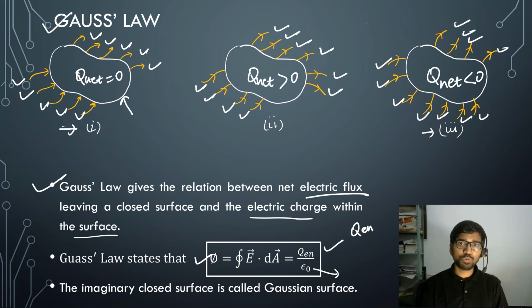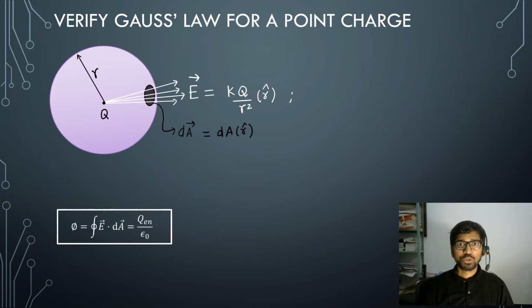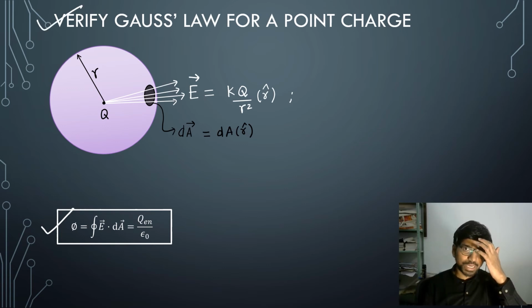Fine, let's move to the next slide. You might have noticed that we did not derive the expression for the Gauss law in the previous slide because it involves the concept of solid angle and it is beyond the scope of your syllabus anyway. That's why I am skipping the proof of Gauss law, but I will verify the expression for the Gauss law in case of a point charge.